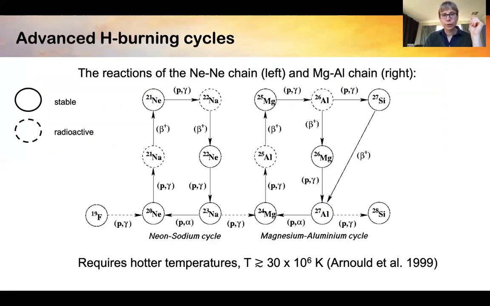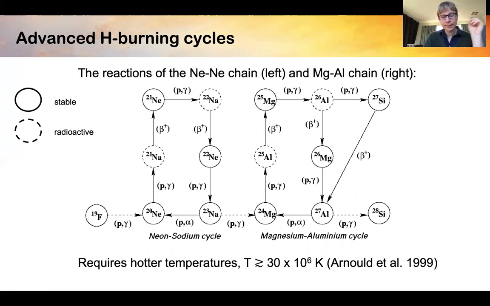There are also advanced hydrogen burning chains. This is an example of the neon-sodium chain on the left-hand side, and the magnesium-aluminium chain on the right-hand side. There are also higher order chains involving silicon and potassium and all sorts of things.